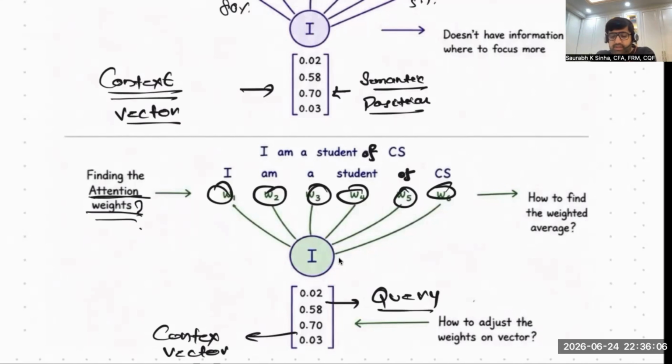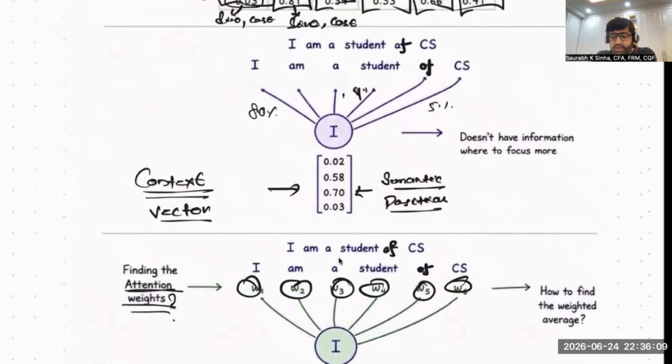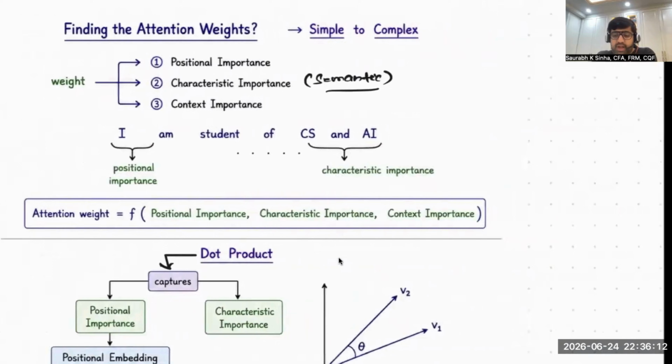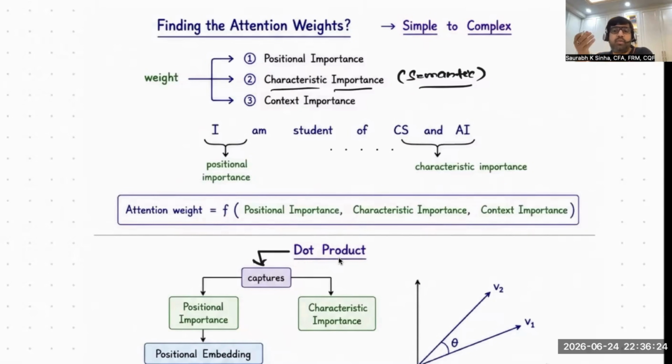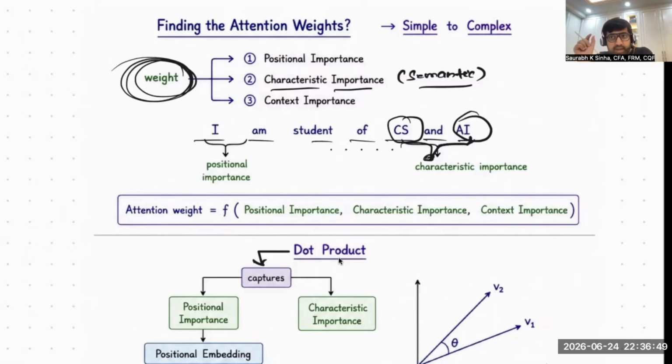So to find these weights, please understand this weight should have three pieces of information. It should definitely have the semantic importance between the two words, or semantic weight. For example, if the sentence is "I am a student of CS and AI or LLM," then I know CS and AI have a semantic relationship. They are near to each other in the vector space. So the weight that I'm trying to find out should have that information.